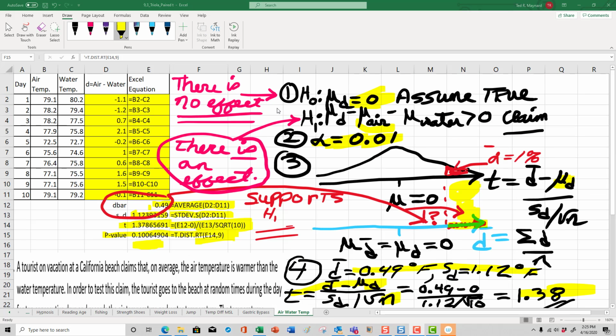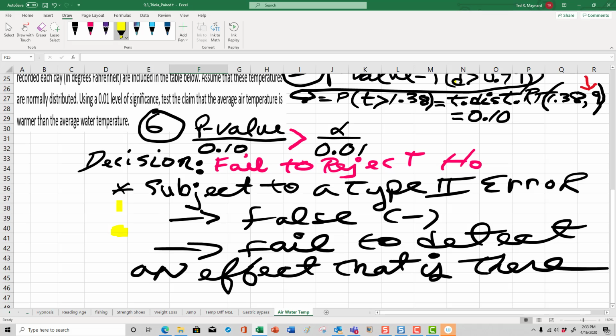Keep in mind what the null hypothesis says. It says there is no effect. In this case, it doesn't make any difference as far as the temperature is concerned whether or not it's air temperature or water temperature. The alternate hypothesis is there is an effect. In this case, it is that the mean of the air temperatures is greater than the mean of the water temperatures on average.